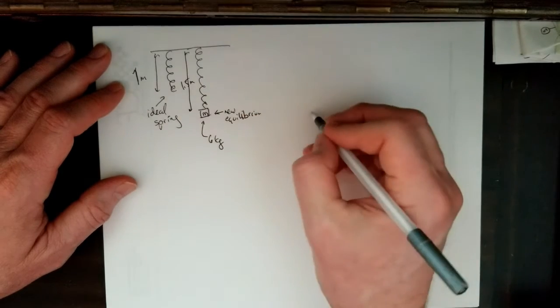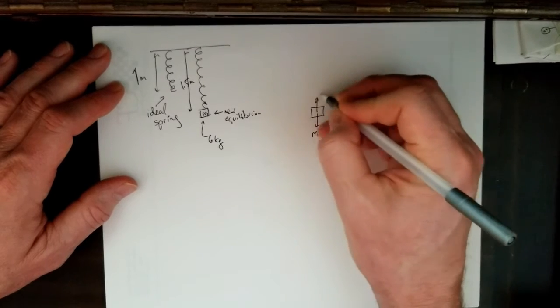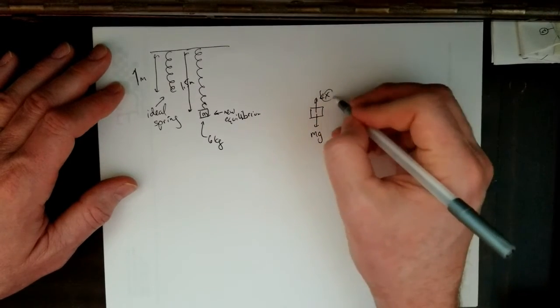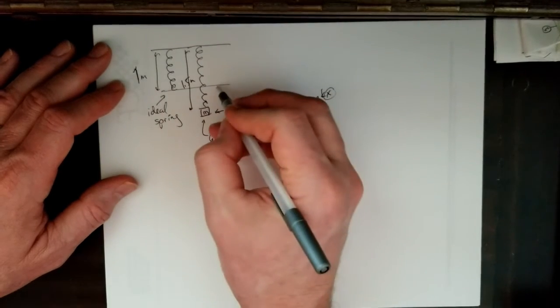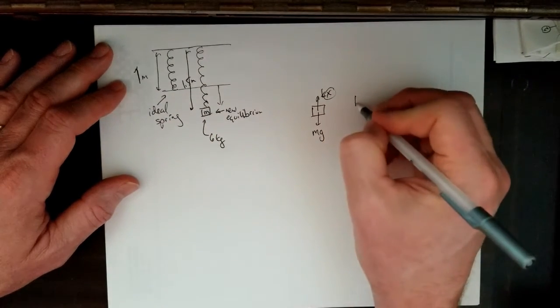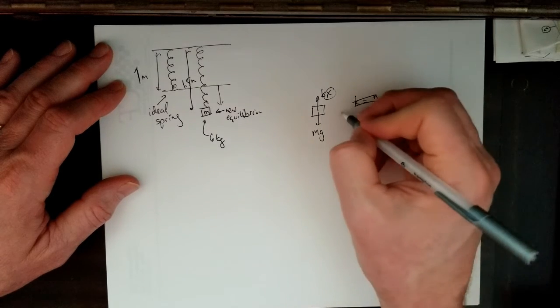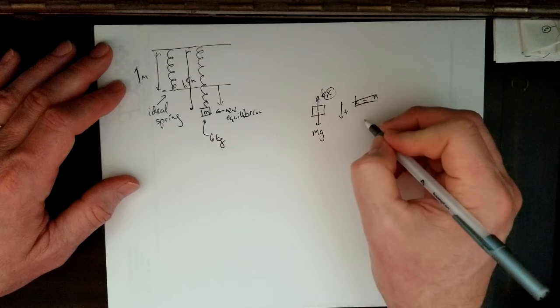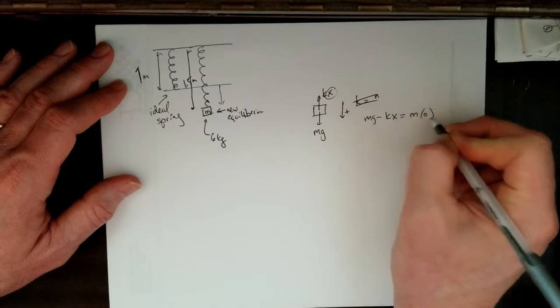So if I do a force diagram here, I have mg acting down, I have kx acting up. X is how far it's been pulled from equilibrium, which is here. So I have k is equal to, put in the intermediate step, let's assume that down is positive. So mg minus kx equals mass times 0 because it's equilibrium.